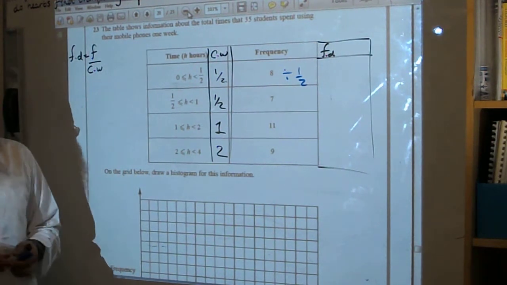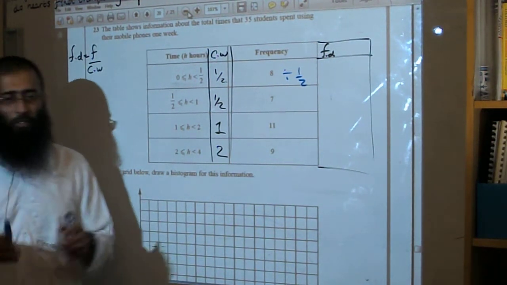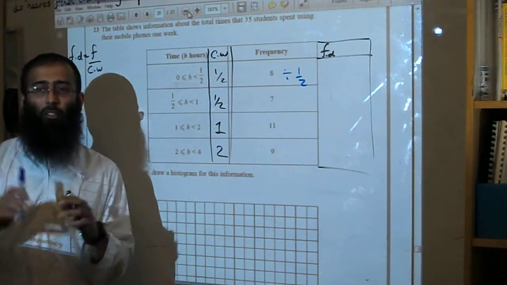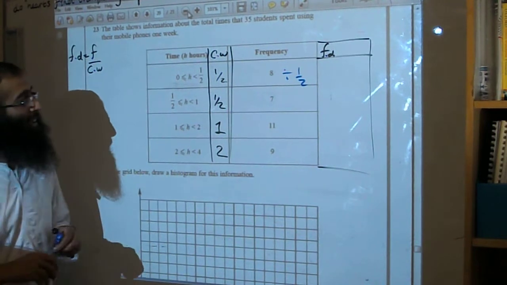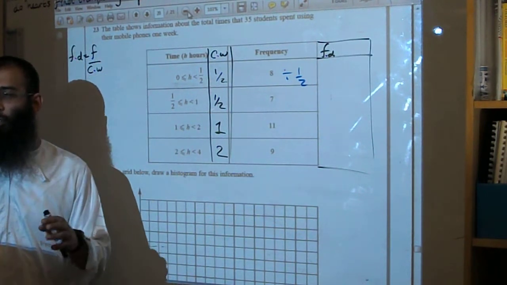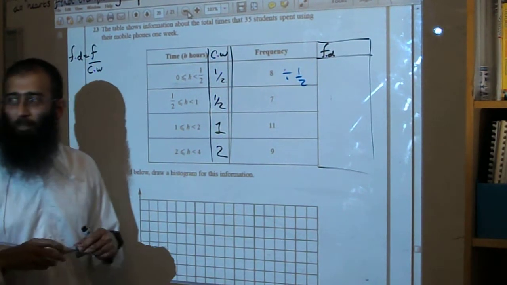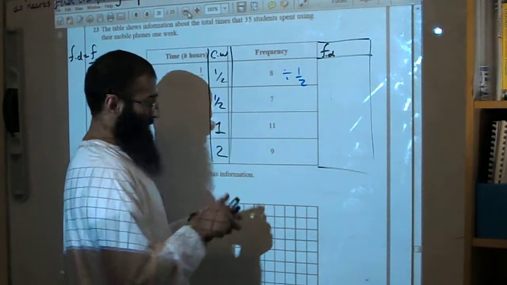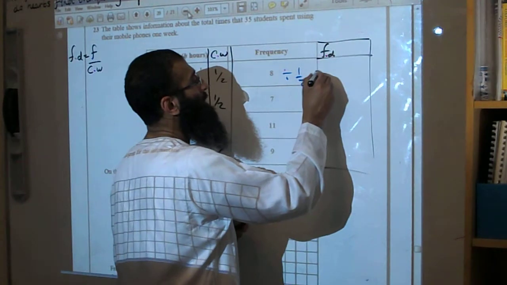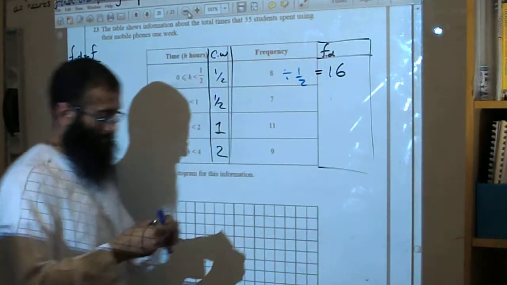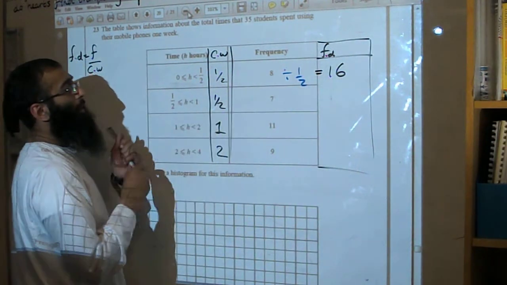16. 16 is better. Okay, if you have 8 cakes and you divide them into halves, how many pieces do you get? 16 pieces. 8 divided by half, I know it might sound in your head like 8 divided by 2, but it's not 8 divided by 2, is it? So 8 divided by a half is equal to 16. Next, 7 divided by a half. 14.